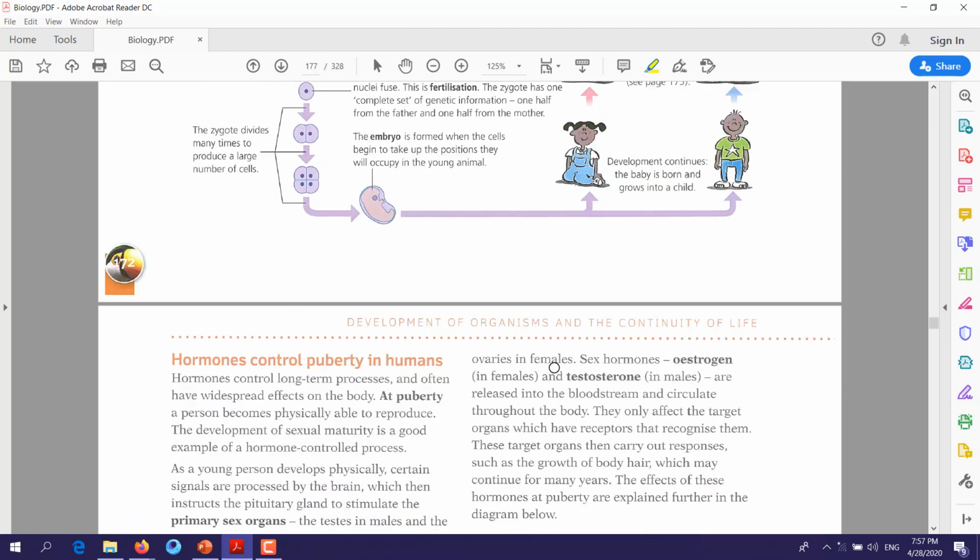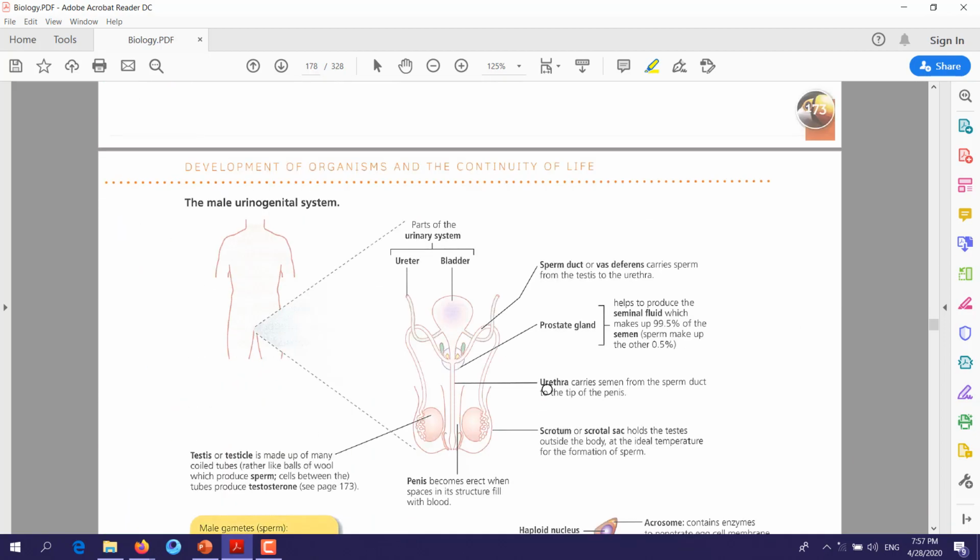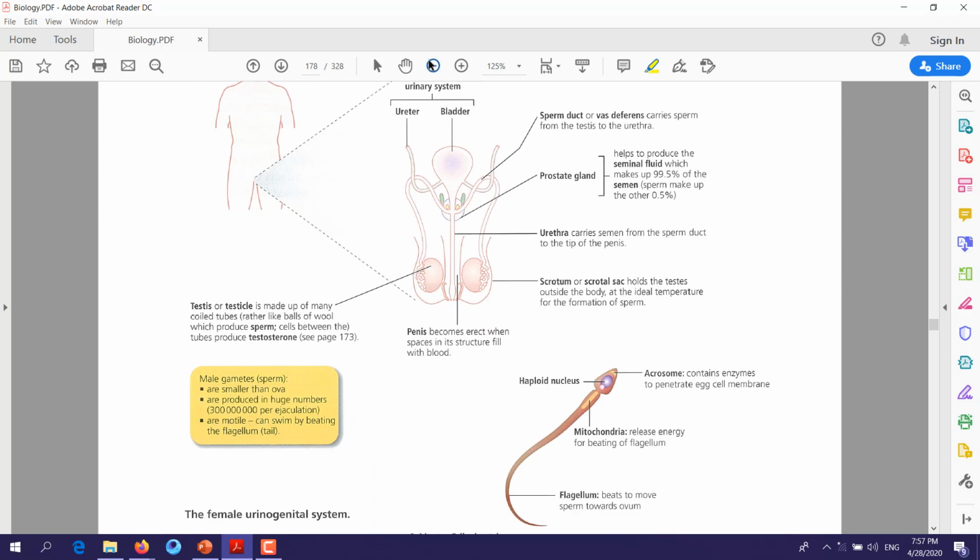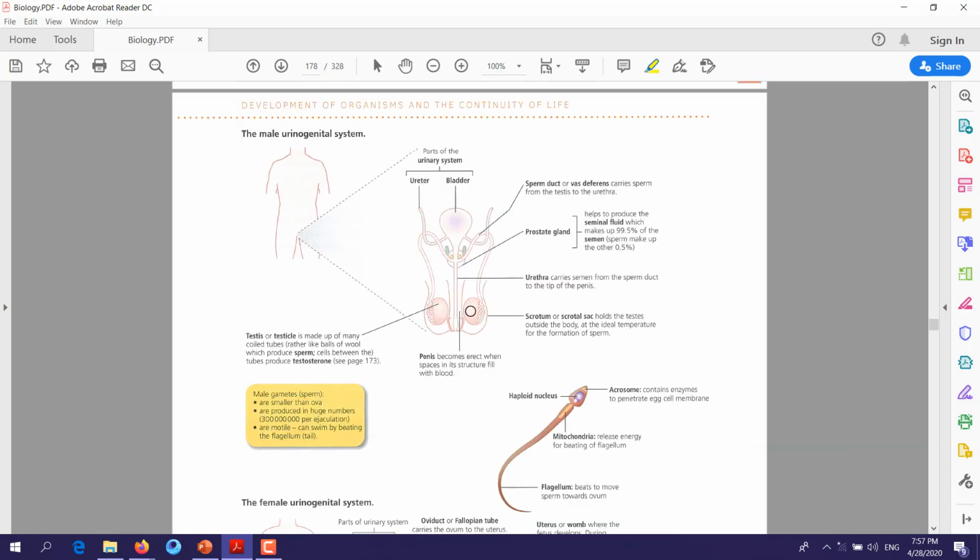Here, if you go to page 174, this is page 174, it shows the structure of the male reproductive system. So this is the male urogenital system. Why do we call it the urogenital system? Because here it shows both the reproductive system and also the excretory system. Now, let's take a look at the organs.